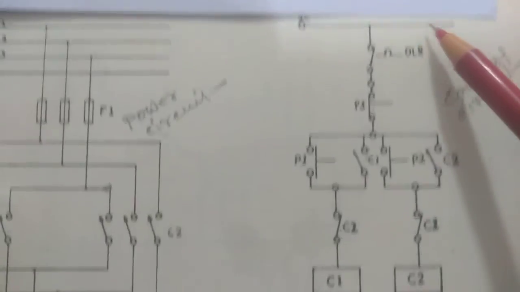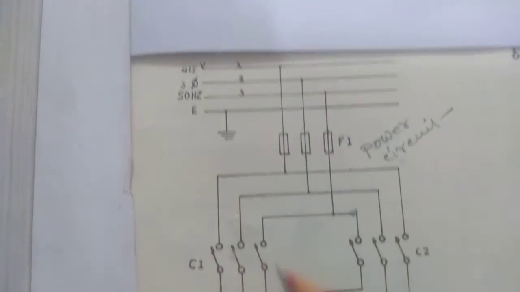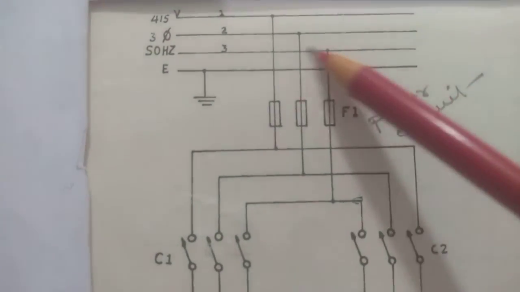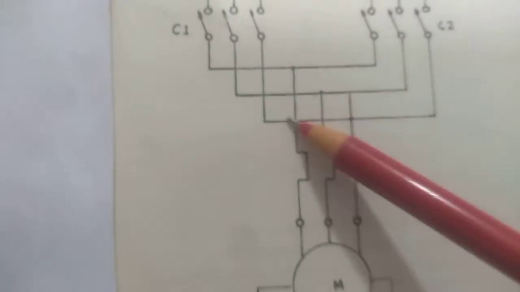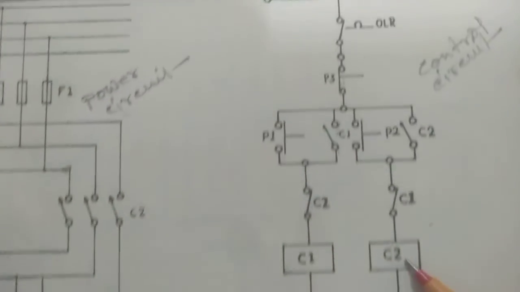This is a control circuit. This is a power circuit. This is the power circuit here. This is called RLC, relay logic control.